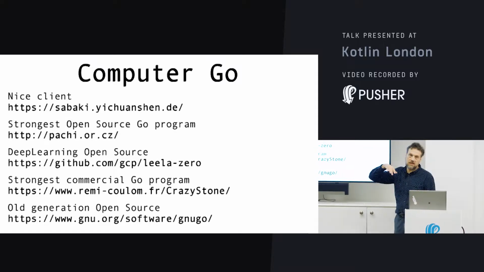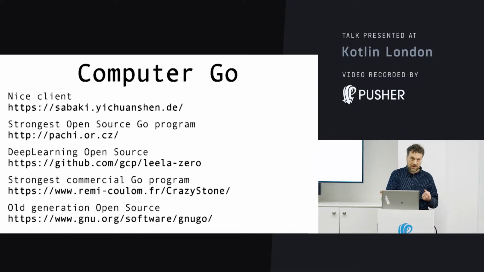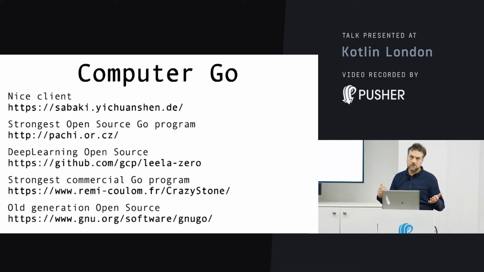programs that do the Go part. The first one is a client, so it has no logic, but you can use it to play with other guys or play against an engine. Pachi is the strongest open source game. Leela Zero is the new one, which is basically based on deep learning, but it's open source, so it's kind of redoing what Google did.